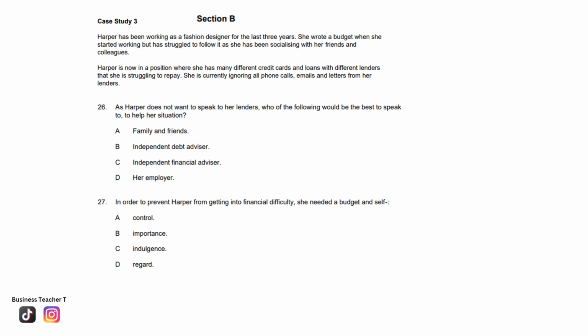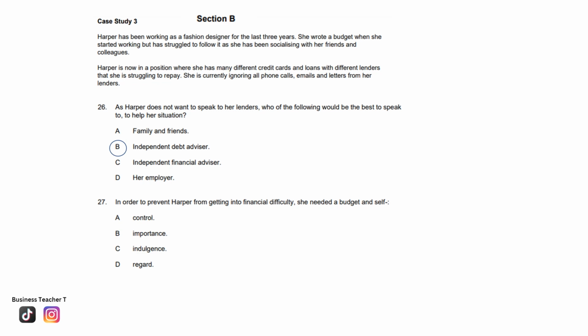As Harper does not want to speak to her lenders, who of the following would be the best to speak to help her situation? A. family and friends, B. independent debt advisor, C. independent financial advisor, or D. her employer? And the answer is independent debt advisor.